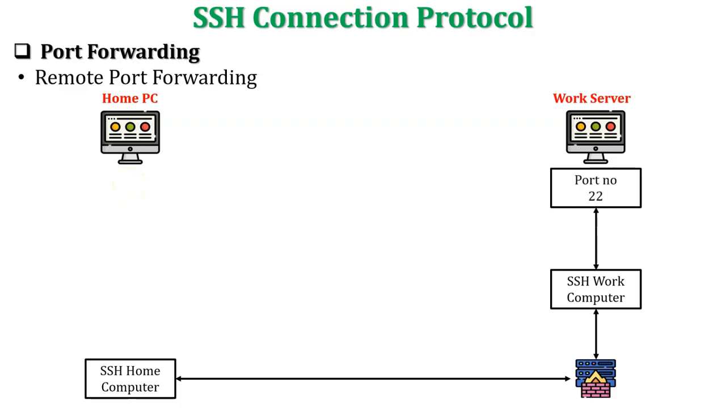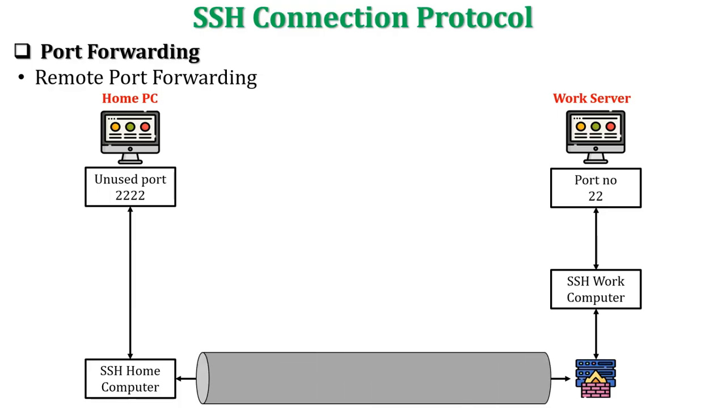Now the SSH home computer selects one unused port 2222 and configures this port with the SSH home computer. So now the SSH tunnel has been created between the SSH home computer and the SSH work computer. It can be used for remote logon to the work server.